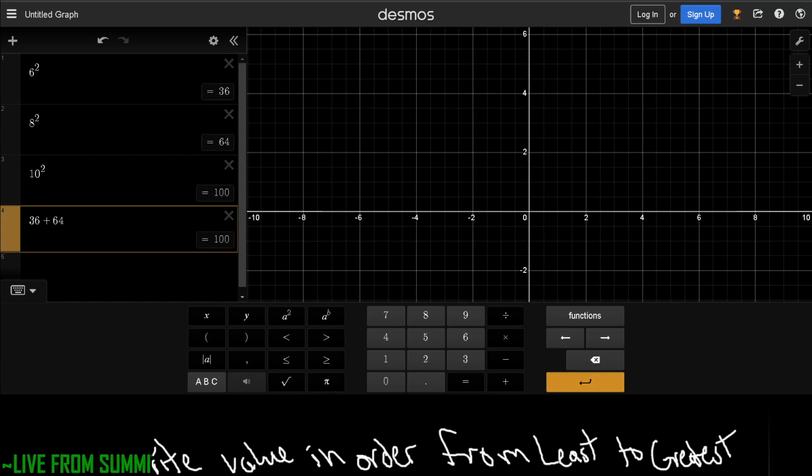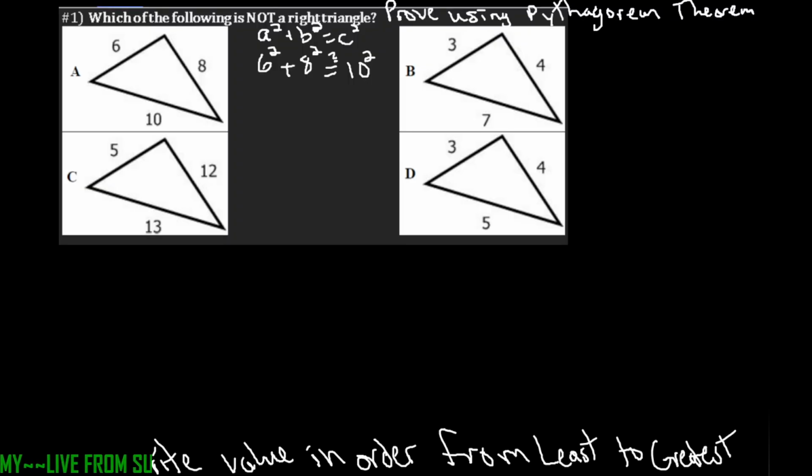So make sure you can use that Desmos calculator for yourself, making sure that you are squaring those numbers or raising them to the exponent of 2. So I'm going to say like this, this is going to be 36 plus 64 equals 100. I would say 100 equals 100. So this is a right triangle, and so we're going to say it's not A, because we're looking for not a right triangle. Moving on to my next one, let's do a different color. Let's do blue.